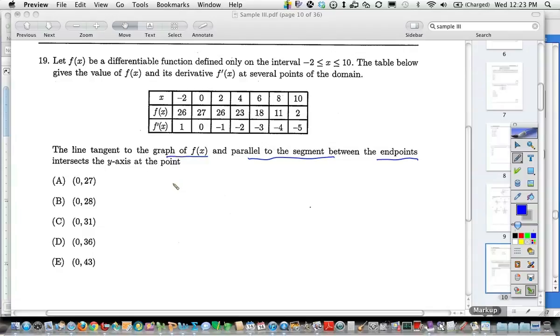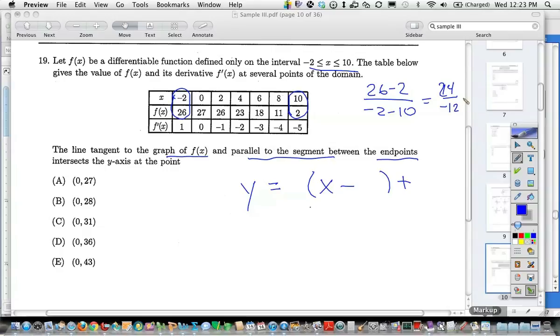because then I could see where it intersects the y-axis, which of course is the y-intercept. To write the equation of the tangent line, I need a slope and I need a point. Well, it's parallel to the segment between the endpoints. It means it has the same slope as the slope between those endpoints, and it says from -2 to 10. So if I subtract the y's and subtract the x's, 26 minus 2 over -2 minus 10, I get 24 over -12, which is -2. So the slope between the endpoints is -2.